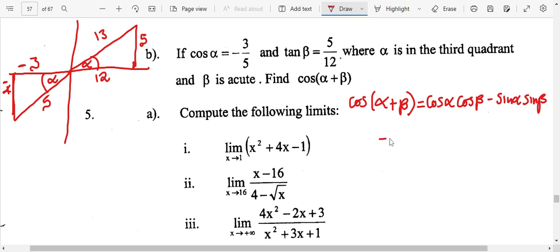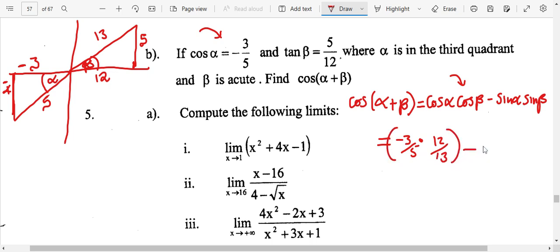And then we're going to substitute cos alpha. We've already been given cos alpha is here. That's negative 3 over 5. And then we're multiplying by cos beta. So we're going to go on the angle that has got beta. Alpha is in the third quadrant, and then beta is acute. So this is actually beta. Okay. So cos beta, cos is given by adjacent over hypotenuse. So that is going to be 12 divided by 13.